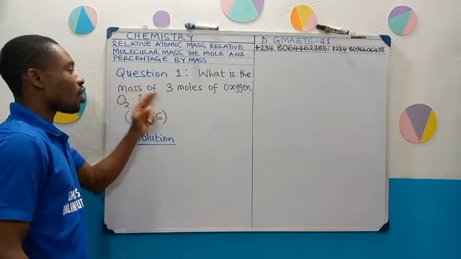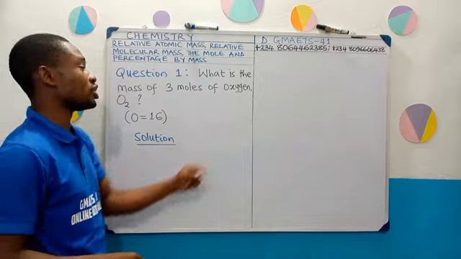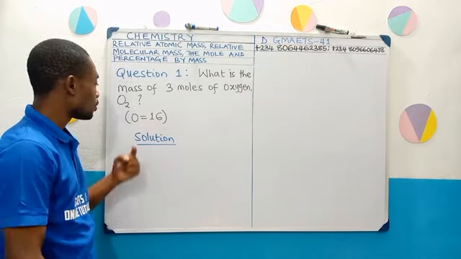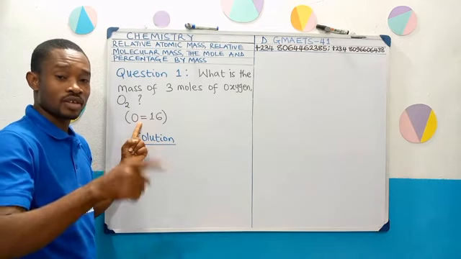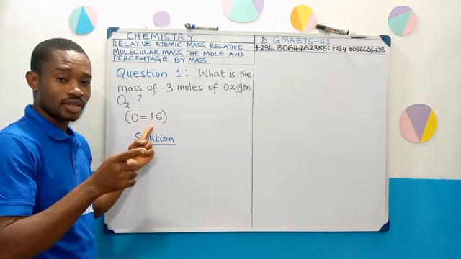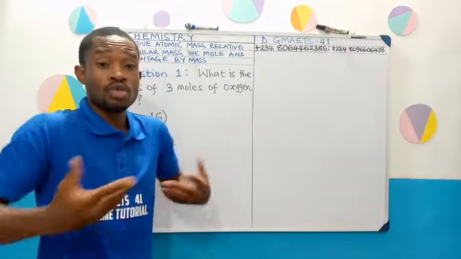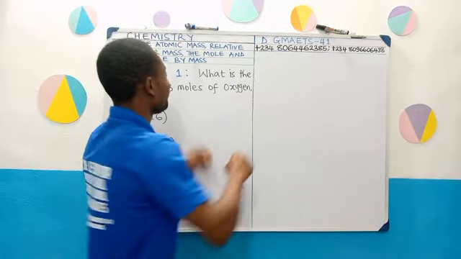What is the mass of 3 moles of oxygen, O2? This oxygen is an oxygen molecule. Then we are given the relative atomic mass of the oxygen atom, 16. We are looking for the mass of 3 moles. We don't know the mass of 3 moles of oxygen.